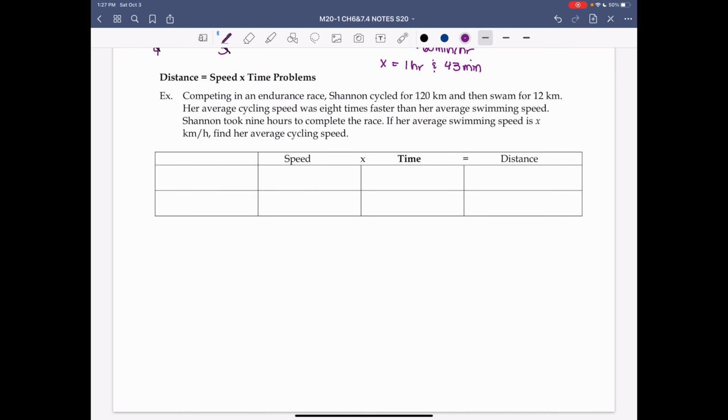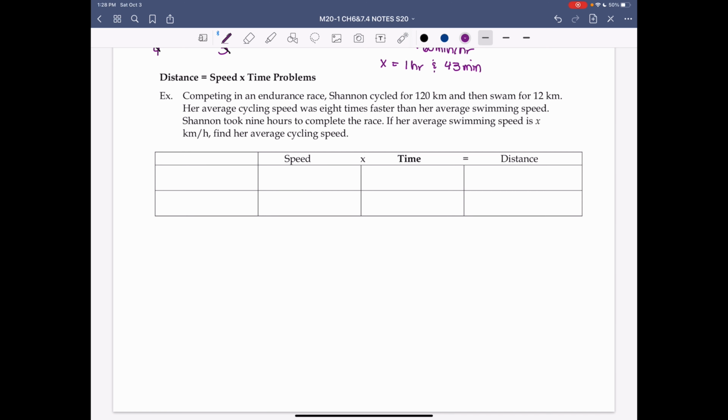The next type of problem is a distance equals speed times time problem. Competing in an endurance race, Shannon cycled for 120 kilometers and then swam for 12 kilometers. Her average cycling speed was 8 times faster than her average swimming speed. Shannon took 9 hours to complete the race. If her average swimming speed is X kilometers per hour, find her average cycling speed.